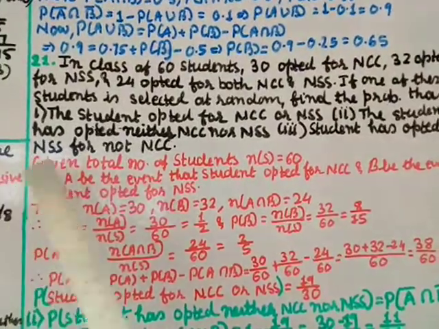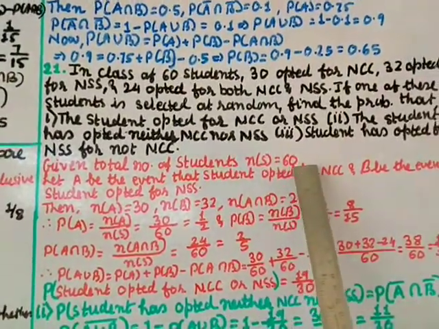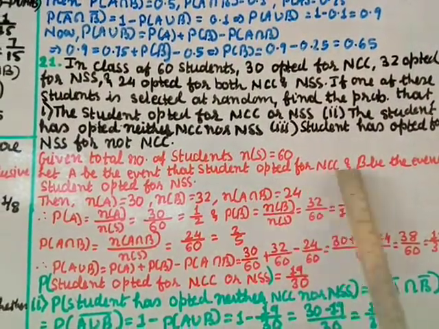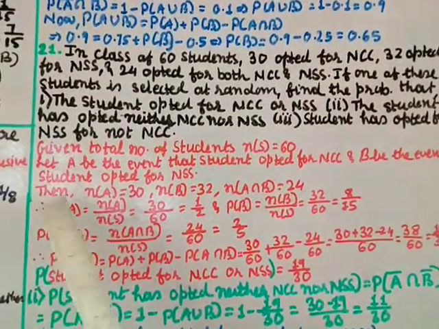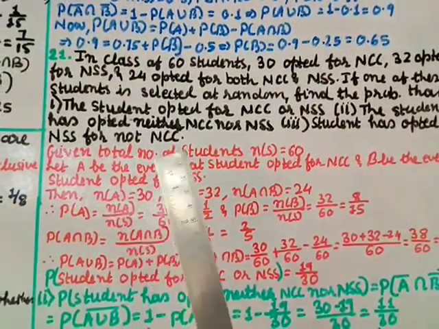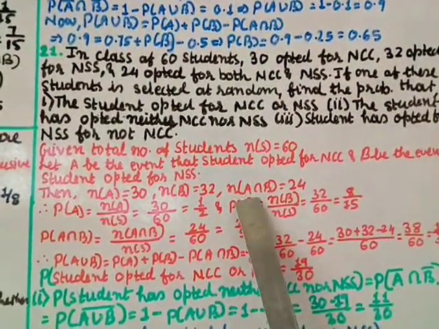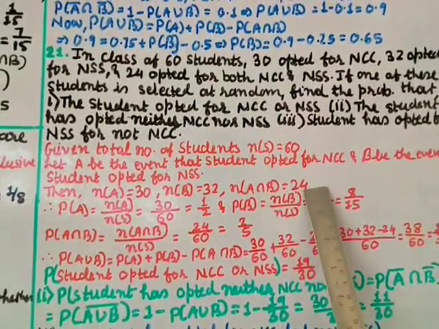Given total number of students n of S equal to 60. Okay, 60 is the number of students. Let A be the event that the student opted for NCC and B be the event that the student opted for NSS. Then n of A equal to 30 from the given data, and n of B will be 32. And n of A intersection B is 24. Opted for both, so A intersection B is 24.